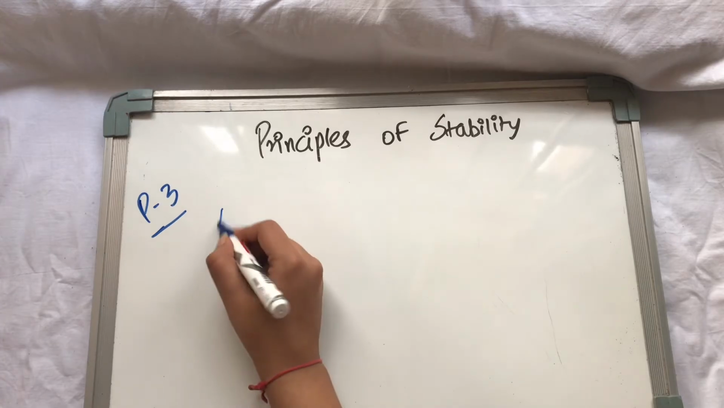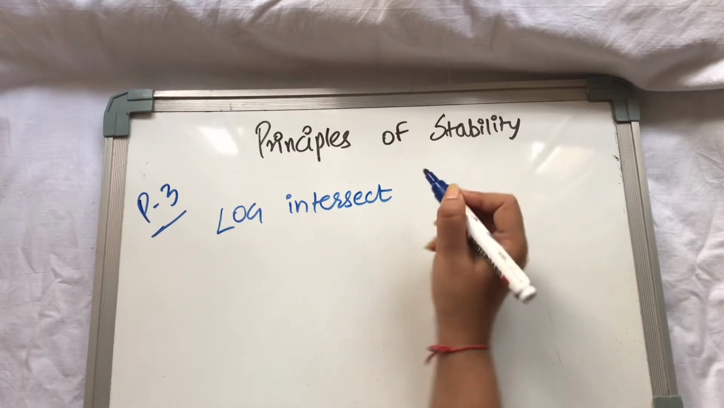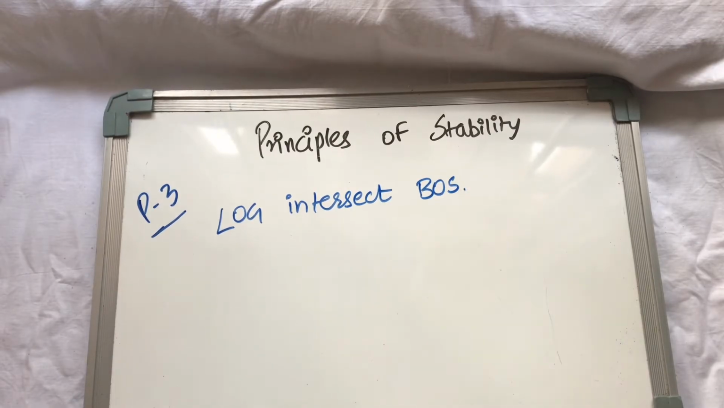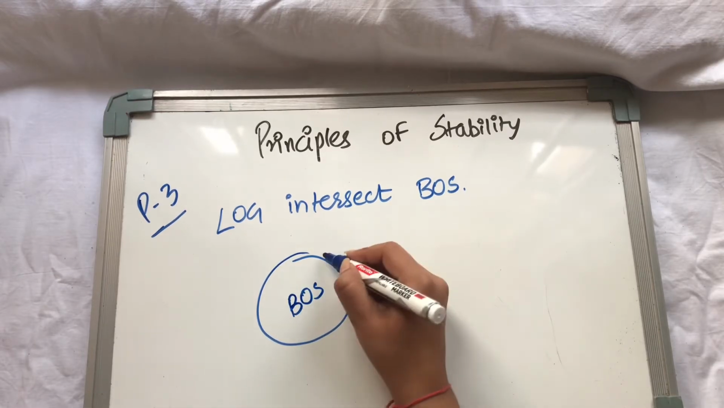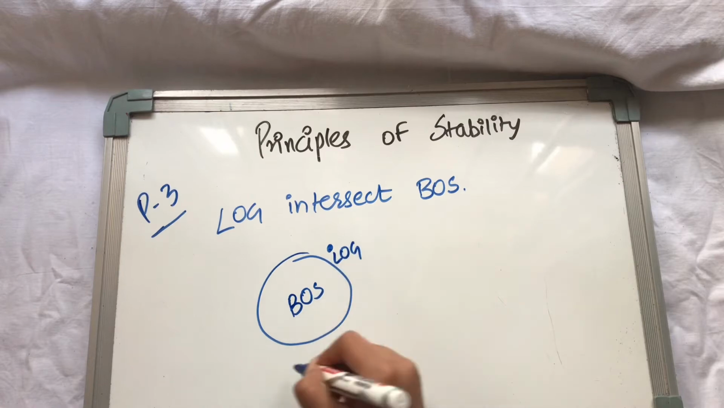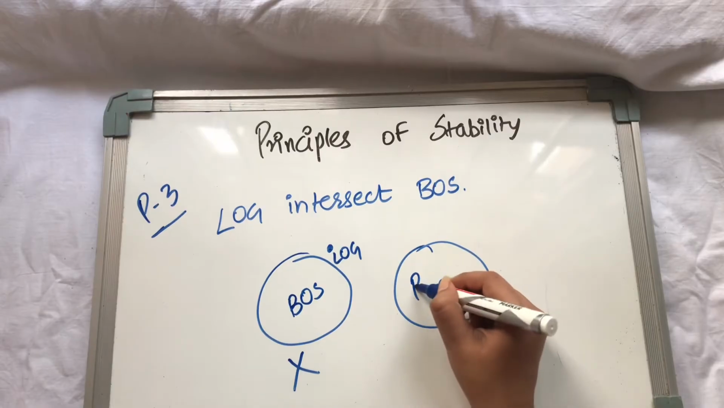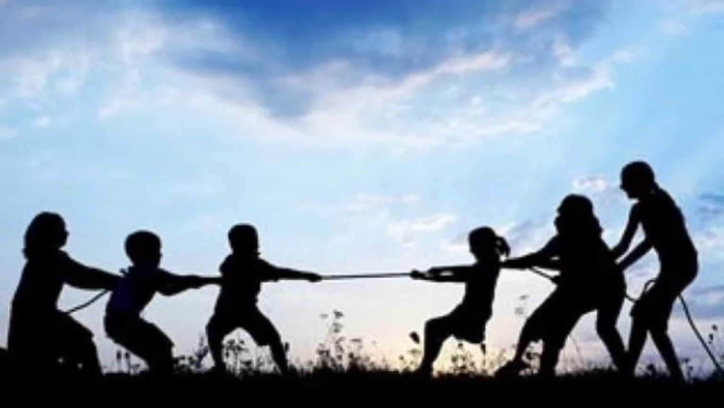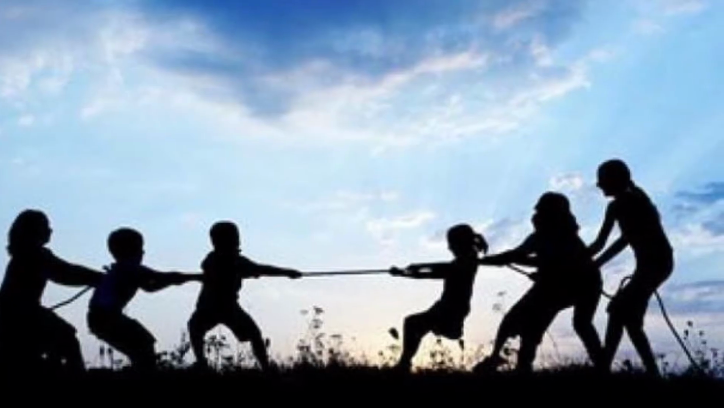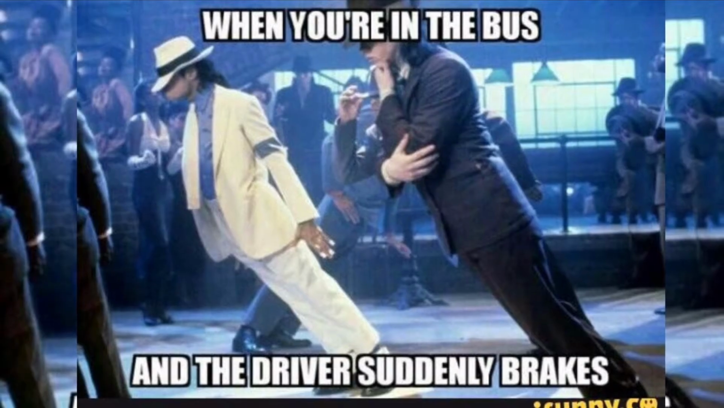So, next is principle 3, which states that for maximum stability there should be an intersection of the base of support at a point which will allow greater range of motion with the area of base. So if this is the base of support and here is the center of gravity, then it will not provide greater stability. But if the center of gravity intersects with the base of support, then it will provide higher stability. An object gets unstable when COG falls outside the object. Like in tug of war, a person leans backward to absorb a strong forward force.